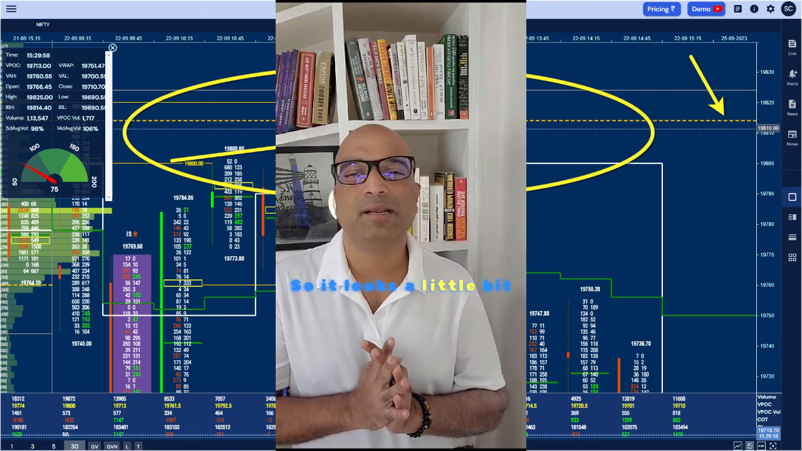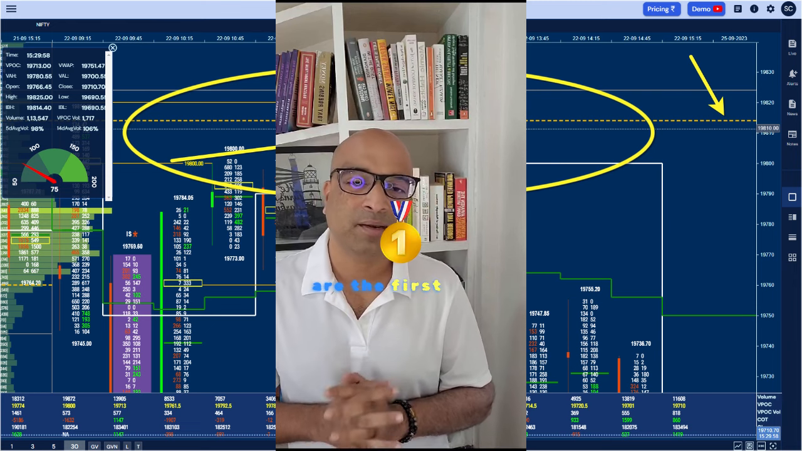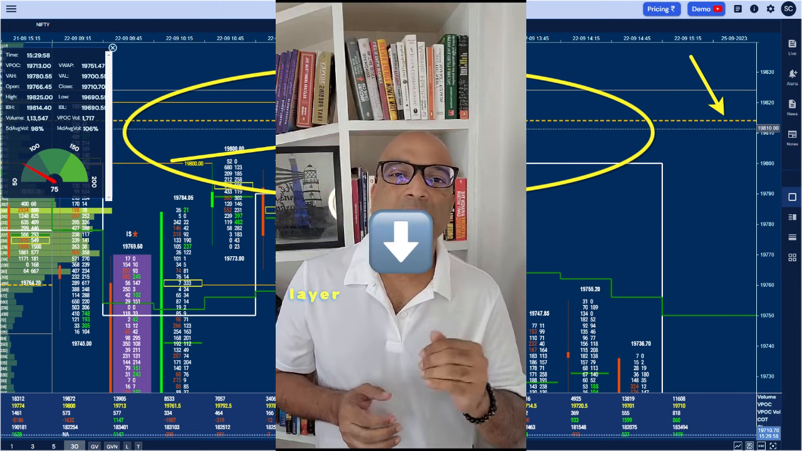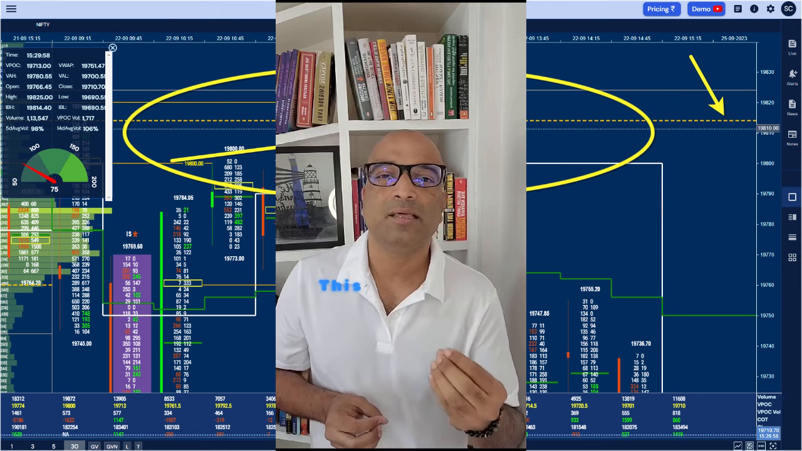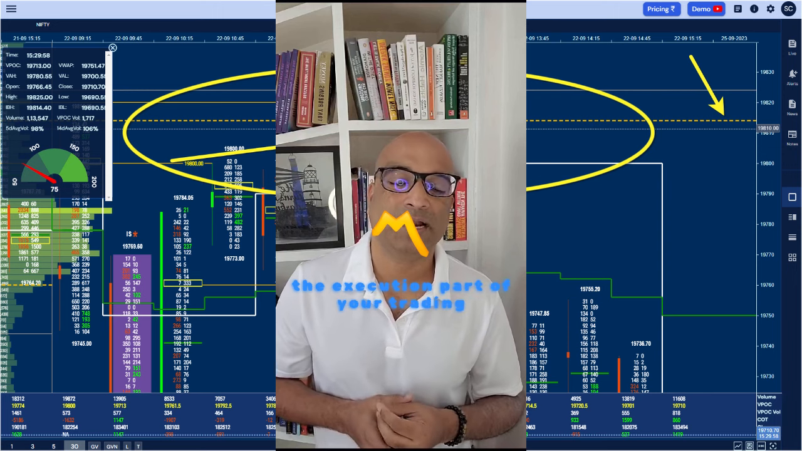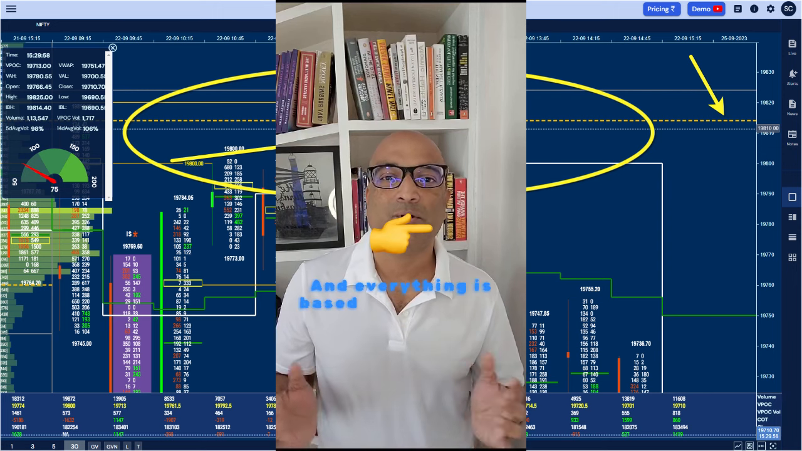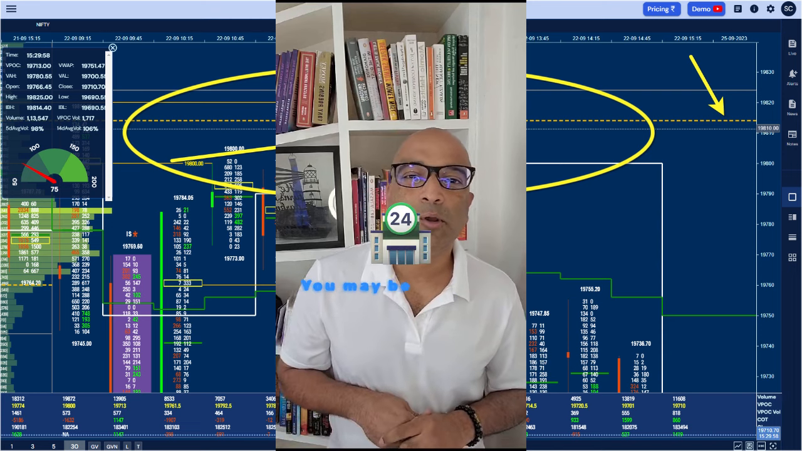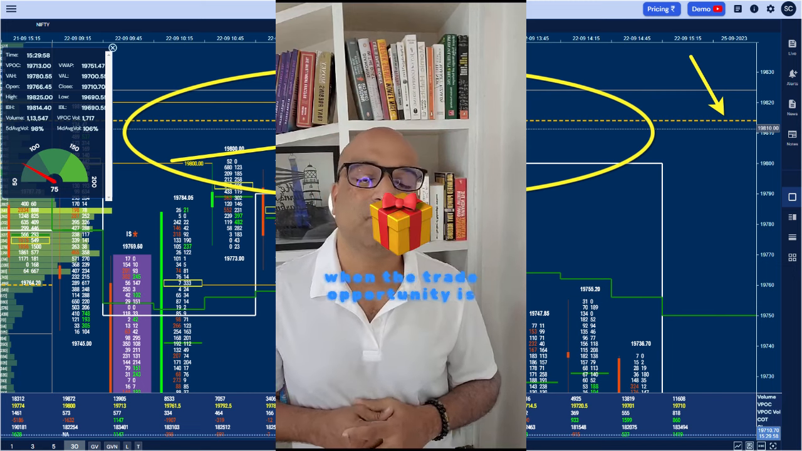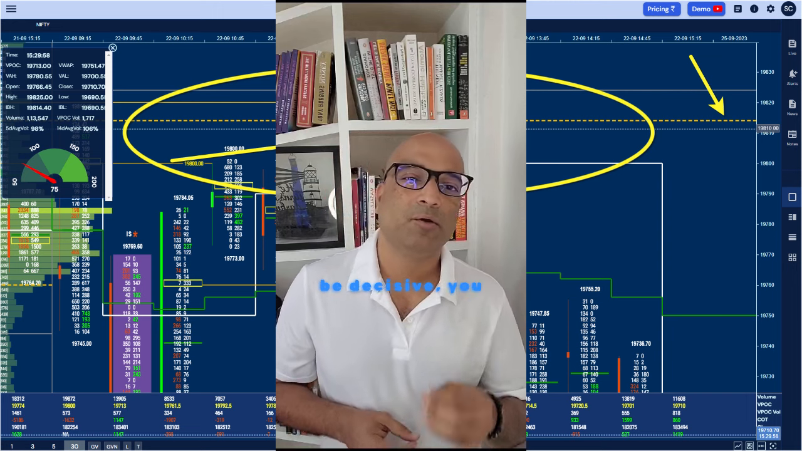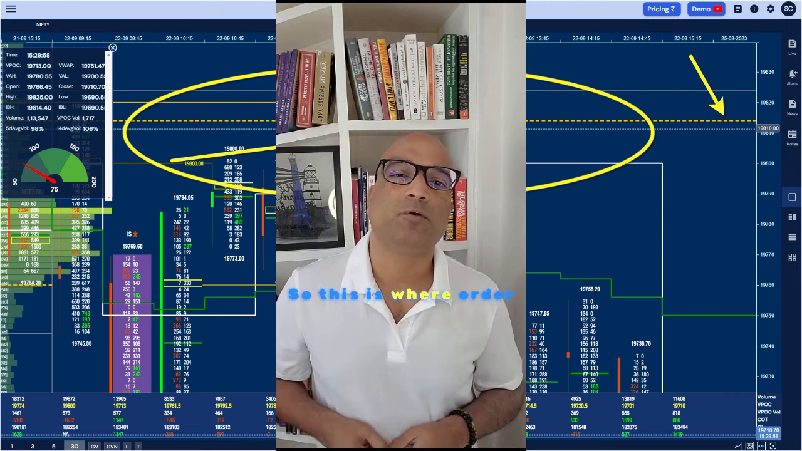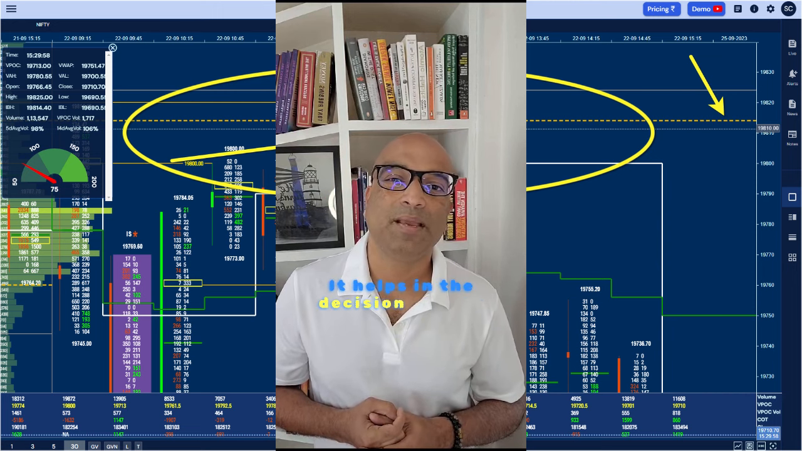So it looks a little bit tough to understand if you are looking at it for the first time. But once you go one layer down and really get to understand, this is what you actually require to understand the execution part of your trading strategies. And everything is based on execution, right? You may be a pro, you may know everything about what the market is, but if you cannot execute at the right moment when the trade opportunity is present, if you cannot be decisive, you cannot take that decision, then it can get a little bit complex for you, right? So this is where order flow comes in. It helps in the decision making process.